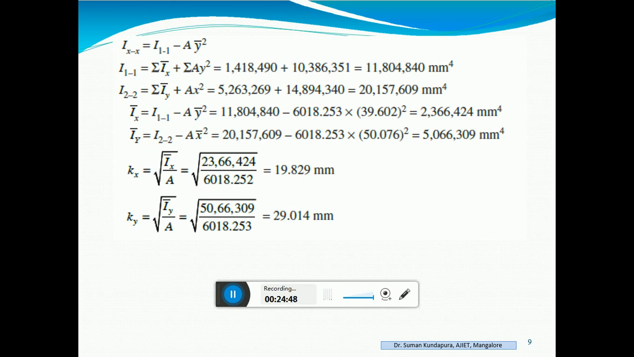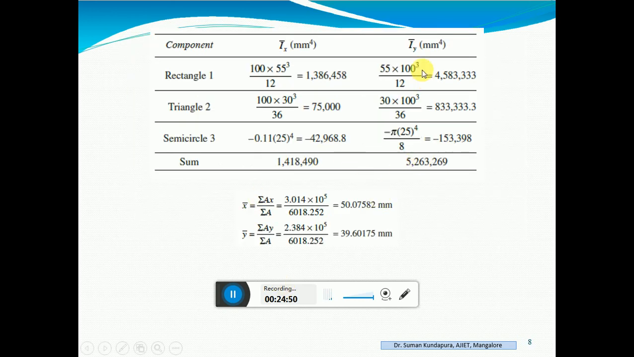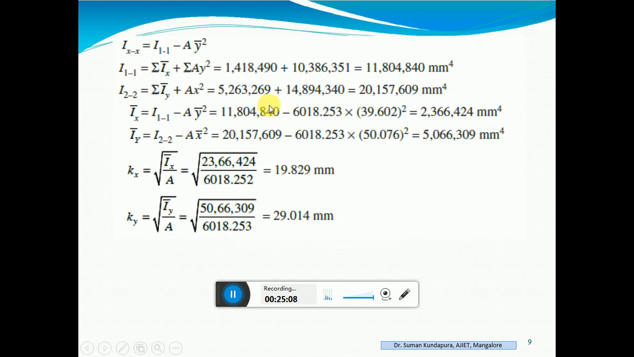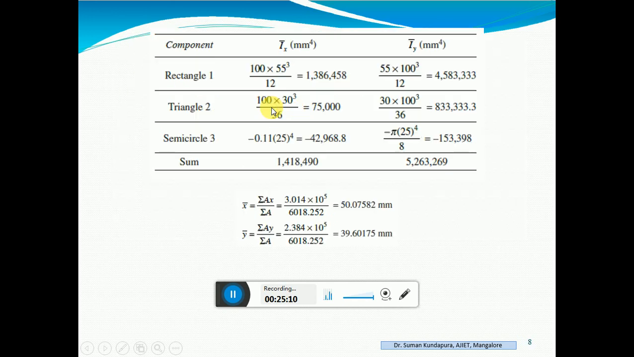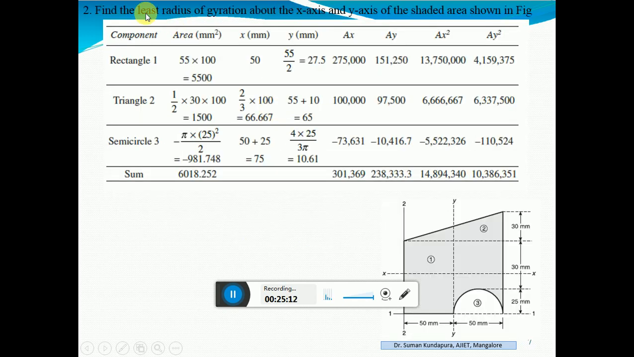Next, finding out the summation of each value, then finding out x bar and y bar, that is the centroid: summation ax divided by summation a, summation ay divided by summation a, and you will get the centroid of the figure. Then what are we supposed to find out? We are supposed to find out the least radius of gyration about the x-axis and y-axis. So they have asked for both Ix bar and Iy bar.